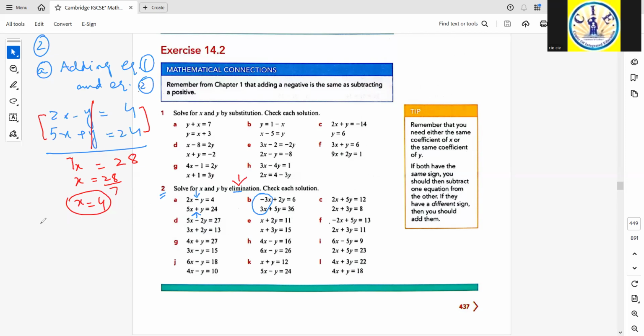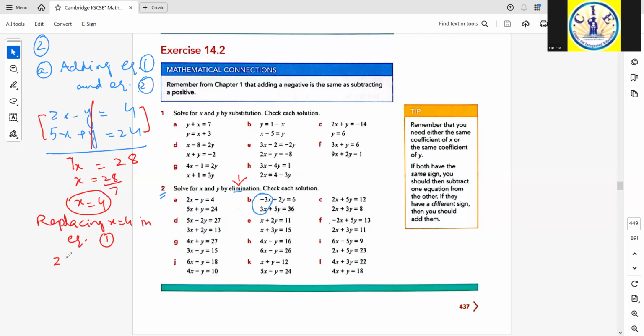Once we have got the value of one of the variables, we can substitute that value in either of the equations. So let me replace it in equation number 1. That seems a bit simpler with smaller coefficients. 4 is lesser than 24, and 2x is lesser than 5x. So that's why it would be easier for me to solve it.